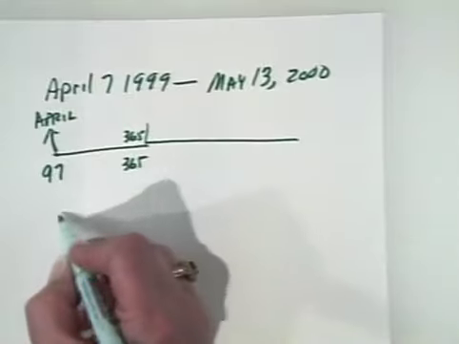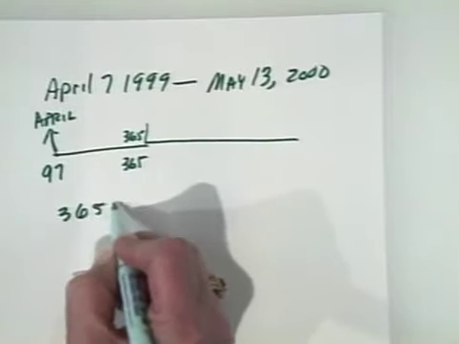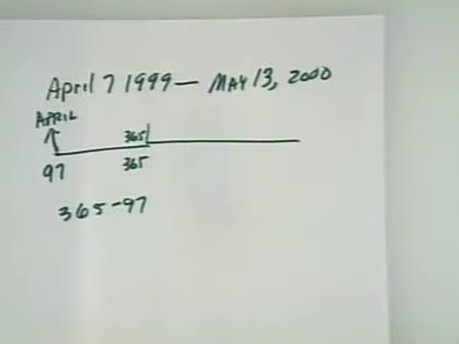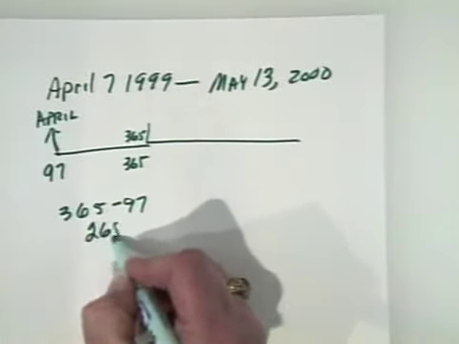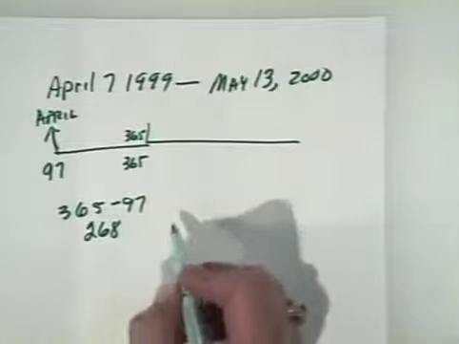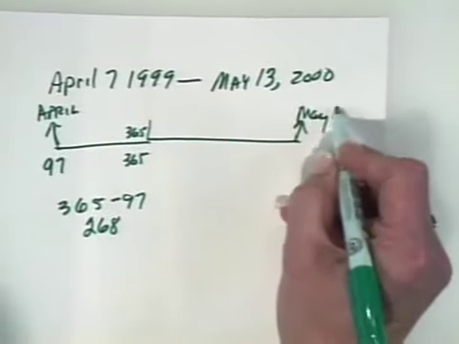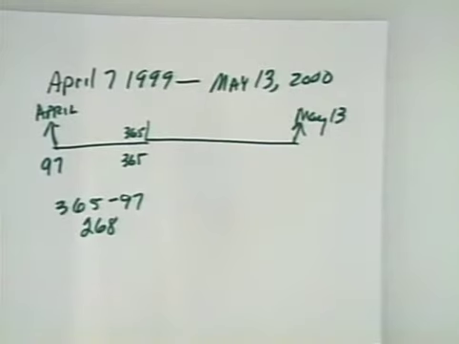How many days would there be? I would take 365 and subtract 97. How many days do I get in there? 268. So this is 268 days. Now, I'm going clear out to May 13th, year 2000. How many days is it from January 1st to May 13th?